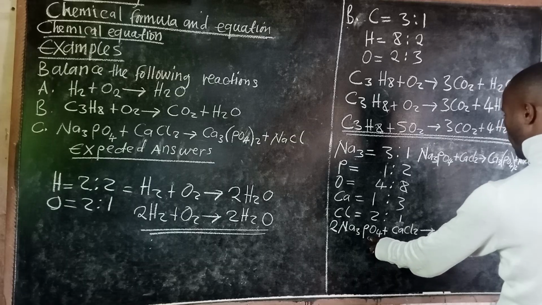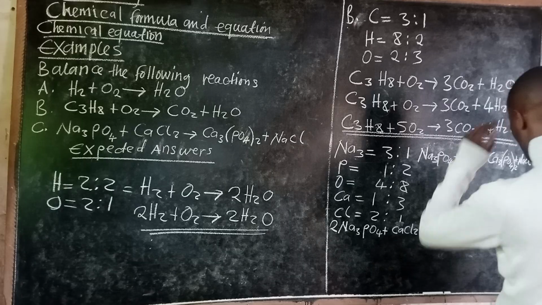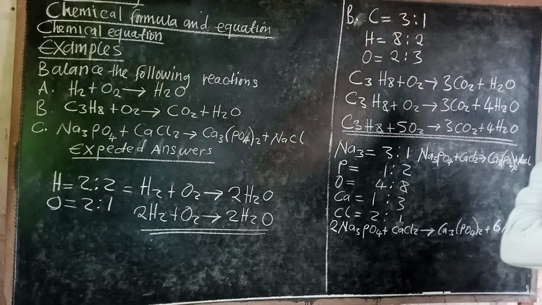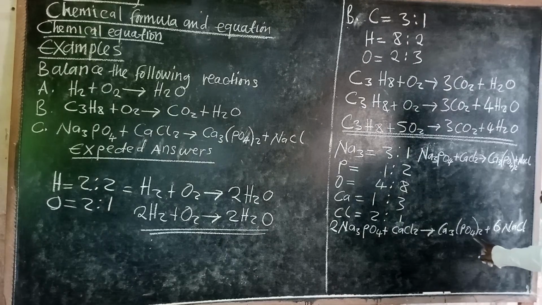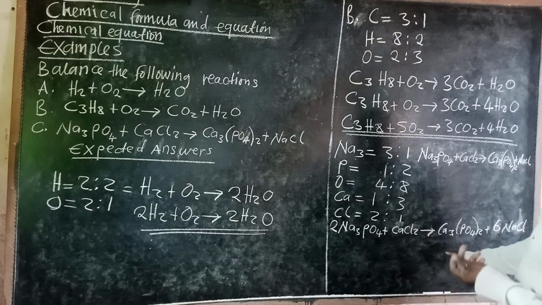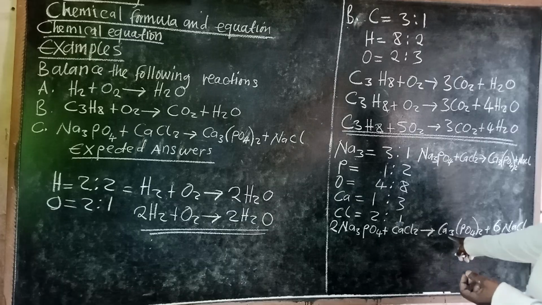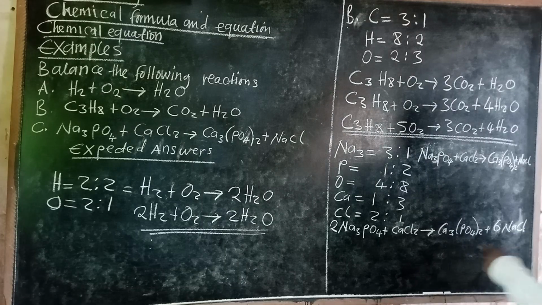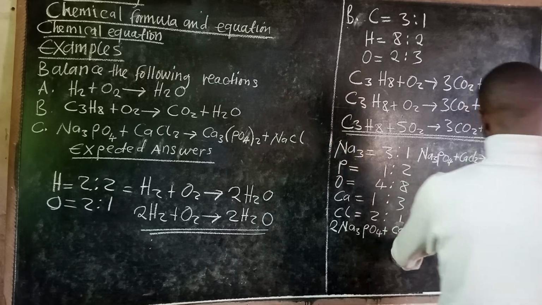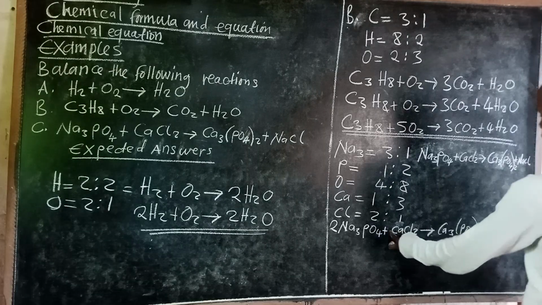Okay, sodium has become 6, then phosphorus has also balanced. When you look at phosphorus, phosphorus has balanced 2, 2. Then oxygen, when you put a 2 there, this time now oxygen has become 8. And when you look at this side, oxygen is 8 also. Okay, then calcium here we have 3. Okay, so we have 3 calcium. Then for us to have 3, here we have to put 3 for calcium. Then chlorine, since chlorine is 2, even here is 6. So when you put 3, chlorine also balances.